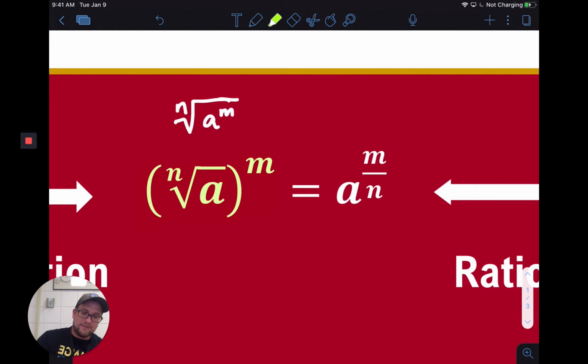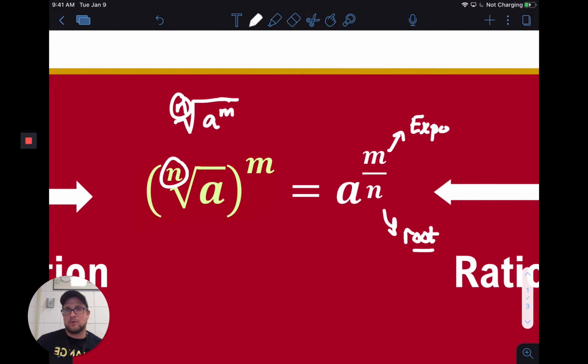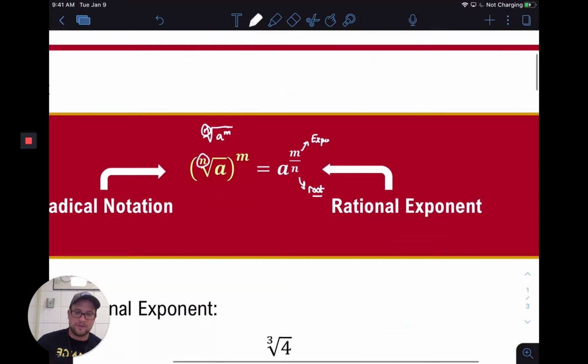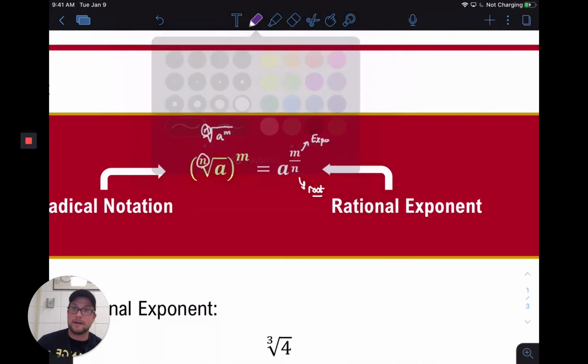Now, it is important to know here that whenever you see something with that fractional exponent, we think about the m as the exponent, and we think about the n as the root, the index number on your radical. We'll talk more about that. I think you'll be pretty refreshed on it because I believe you've seen this quite a bit in Algebra 2 already.